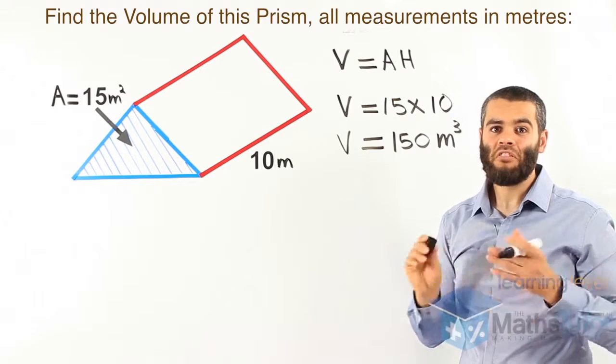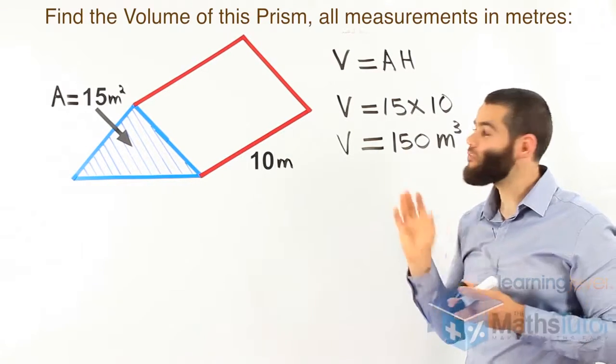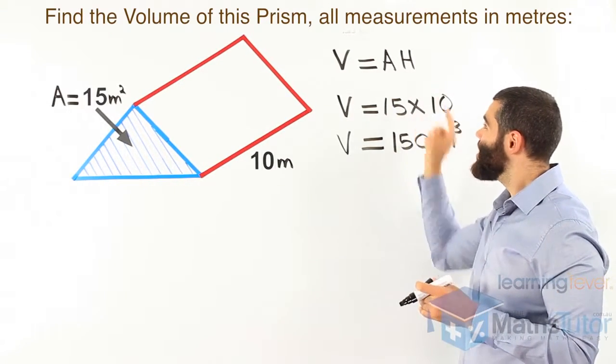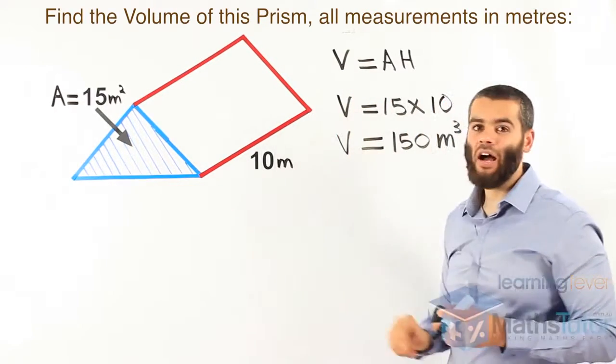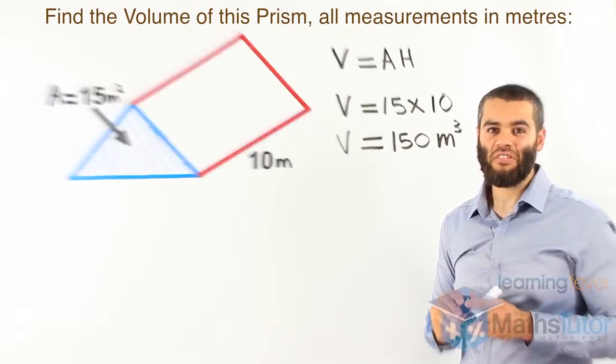Let us now do some more prisms and get used to this formula. It is very easy. V equals AH. A is the area of the cross section times the height. Let's do some more examples.